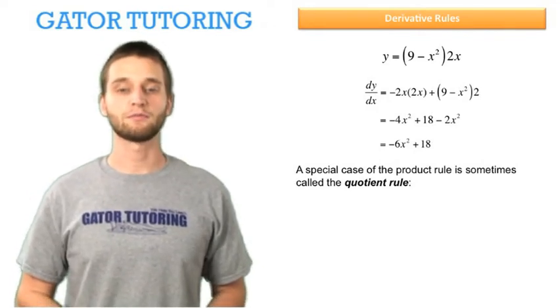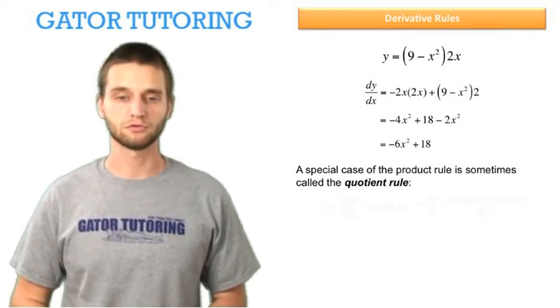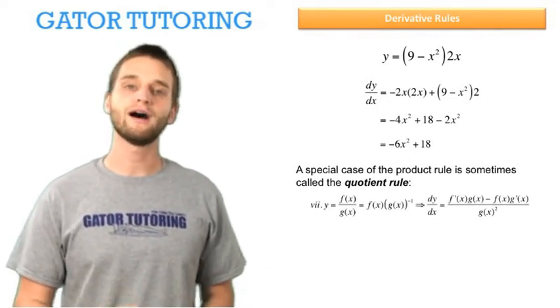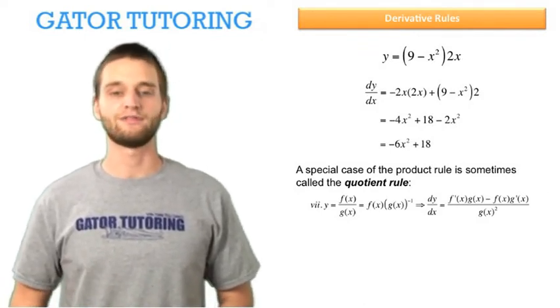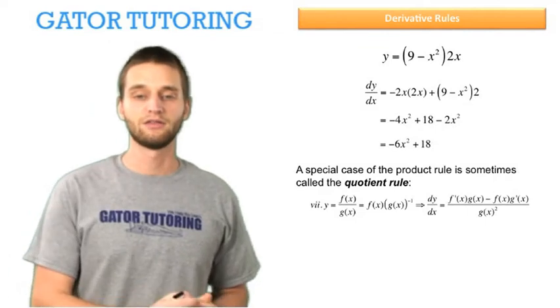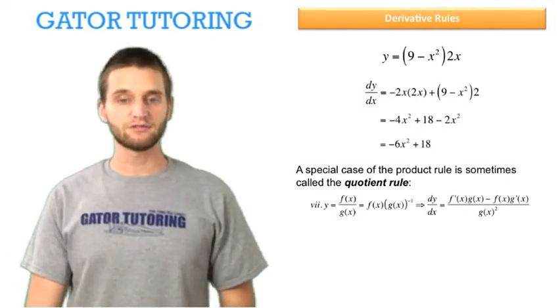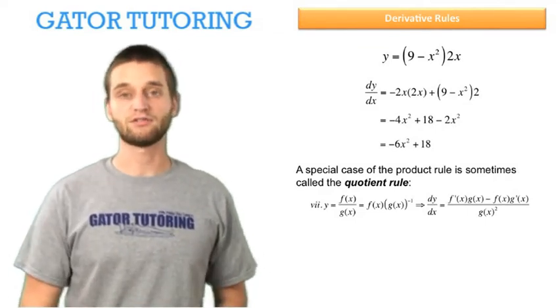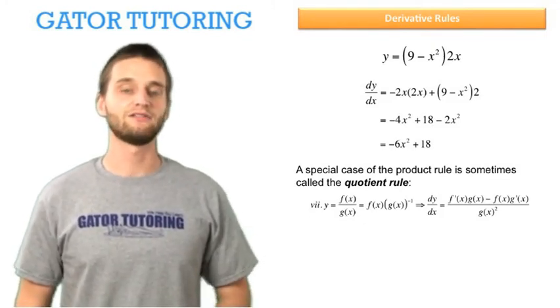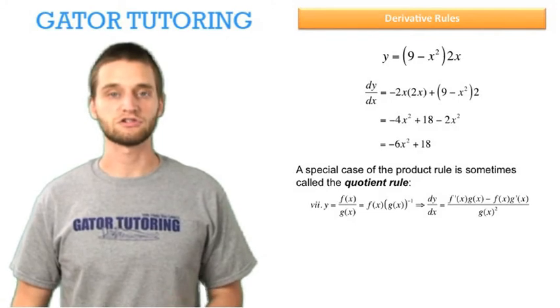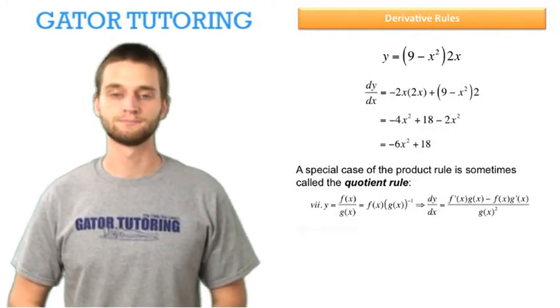A special case of the product rule is sometimes called the quotient rule. It says if y is equal to f of x divided by g of x, then the derivative is the derivative of f of x times g of x minus f of x times the derivative of g of x, over g of x squared. And this seems like a new rule, but it's really just a special application of the product rule.